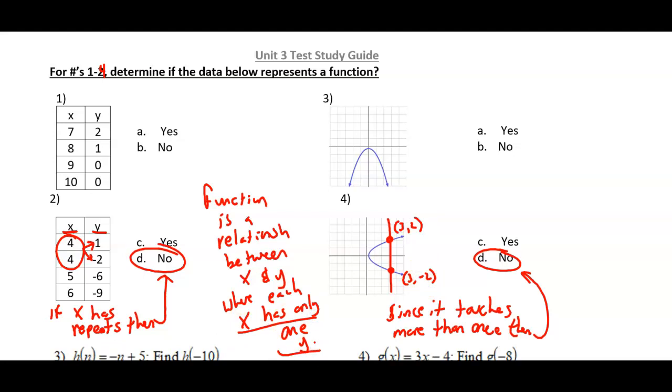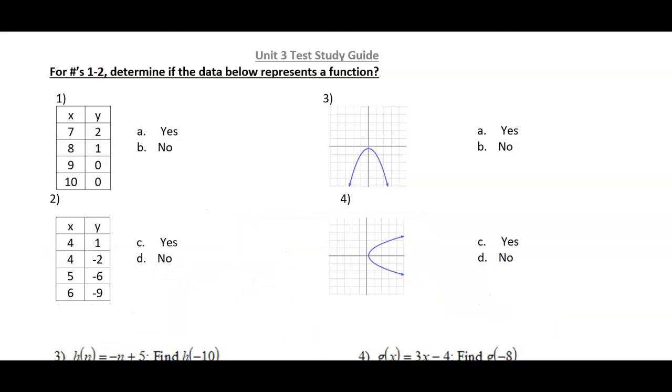So for tables, the shortcut is just see if the x row has any repeats. If it does, then it's not a function. For graphs, the shortcut is just draw a vertical line. If it touches it twice, then it's not a function. But if it only touches it once, then it is a function. All right, let's go ahead and continue here.